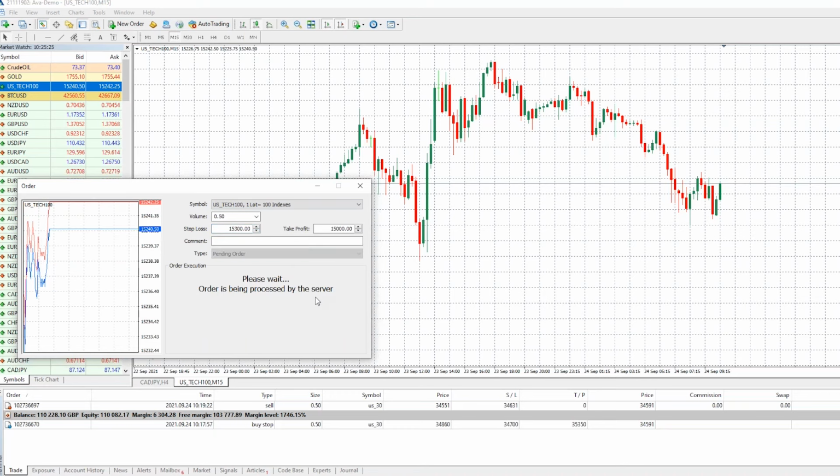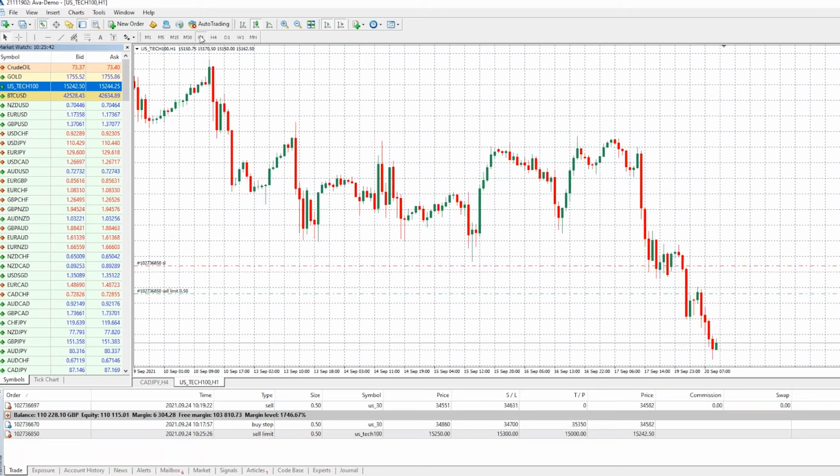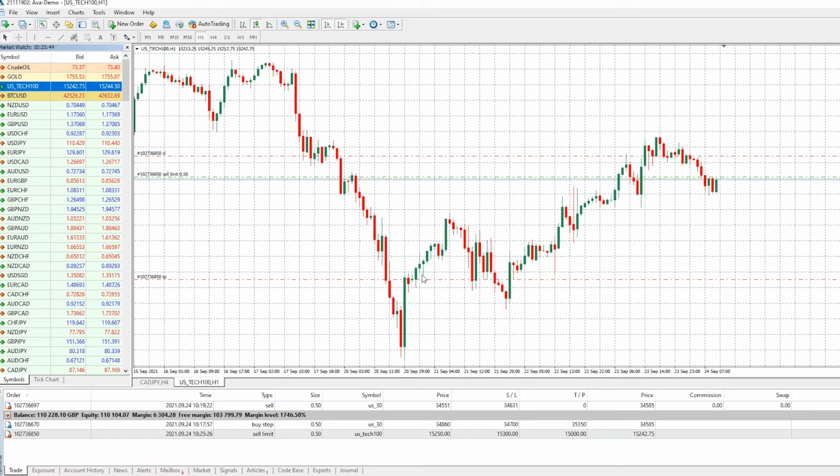15,300. There. Now that one made sense. Okay, so now my pending order is close to hitting. It could hit while we're watching it even, and we're getting a better price than if we did a market sell. And my stop loss is up here.